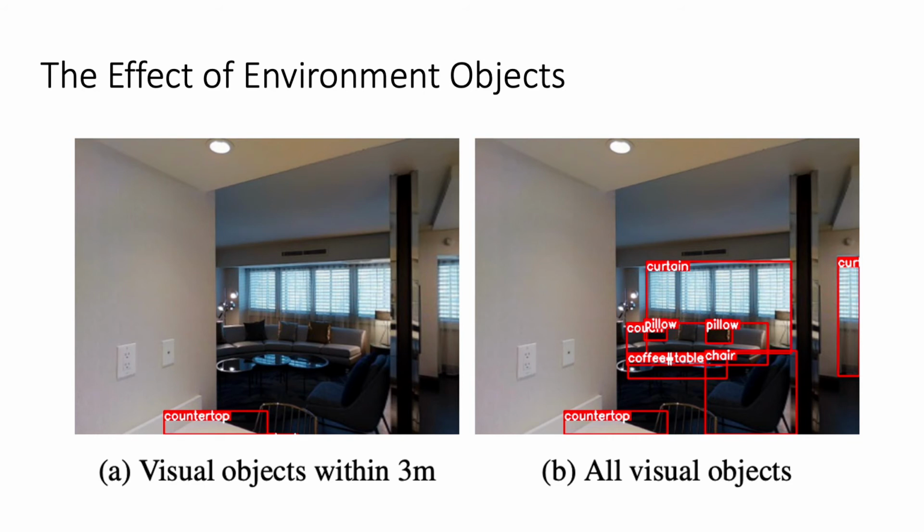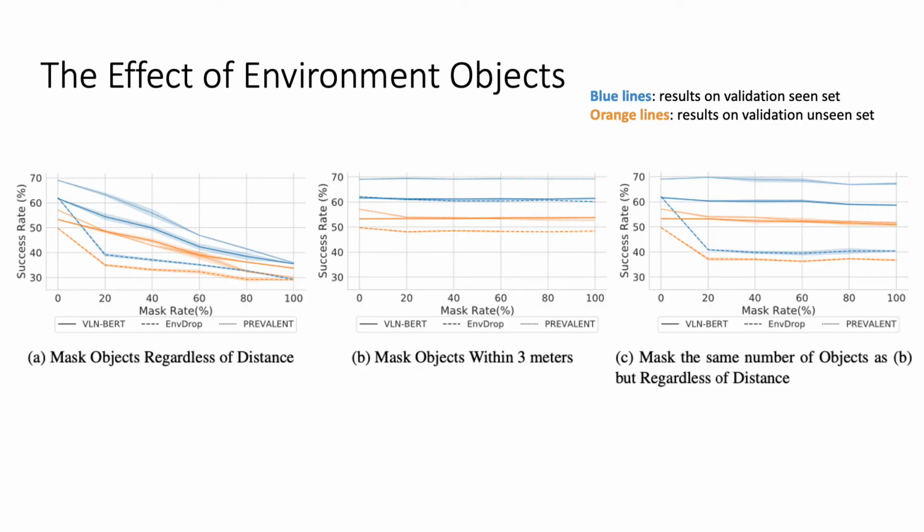Here we show an example of the visual bounding boxes in the foreground and a comparison with that of all the visual objects in the environment that can be seen from the current viewpoint. So when we apply random masking to all the visual objects in the current view, as shown in figure A, the success rate declines with the increase of mask rate. However, if we only mask out the visual objects within 3 meters, as illustrated in figure B, the agent's performance actually rarely changes. This is probably because there are only a few objects within 3 meters, and even fewer visual objects are masked out. And we add a controlled trial in figure C, where we mask out the same amount of random visual objects regardless of their depths.